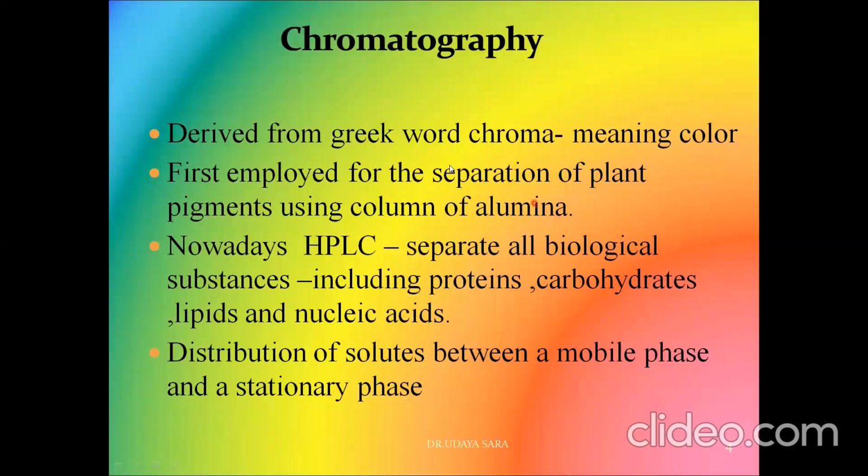Chromatography is derived from the Greek word chroma, meaning color. Initially, it was employed for the separation of plant pigments using alumina columns. Nowadays, the advanced version is high performance liquid chromatography, which is used to separate almost all biological macromolecules, including proteins, carbohydrates, lipids, and nucleic acids.